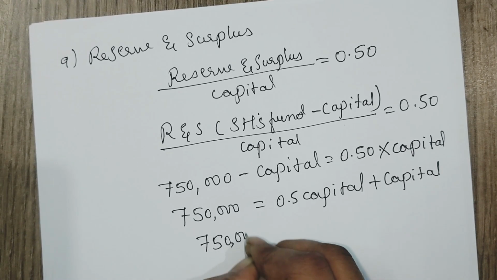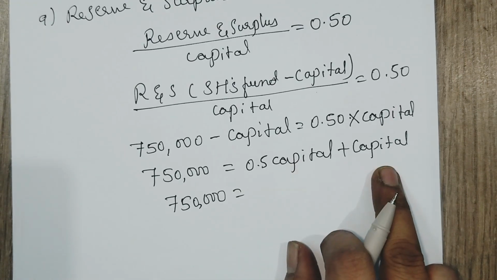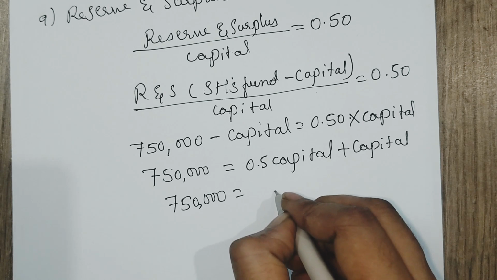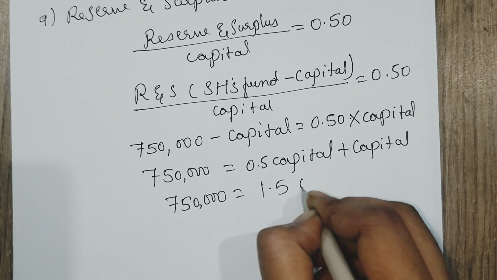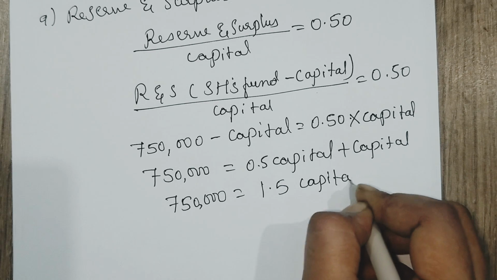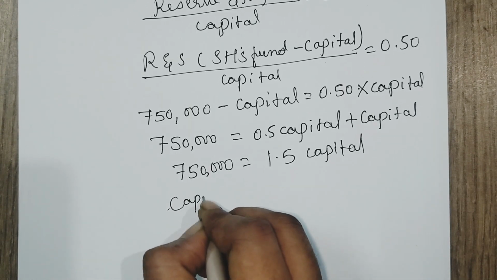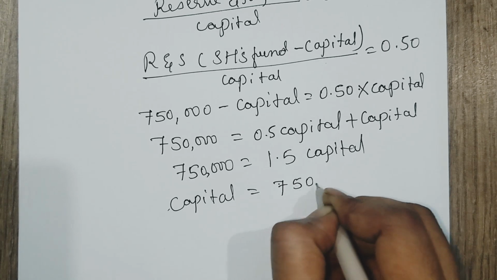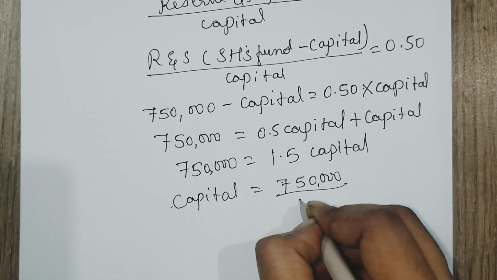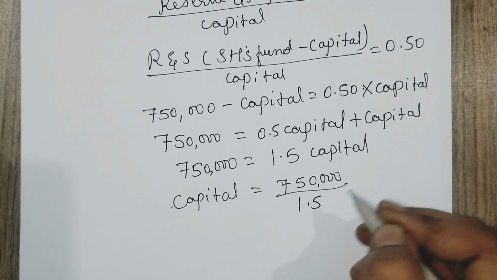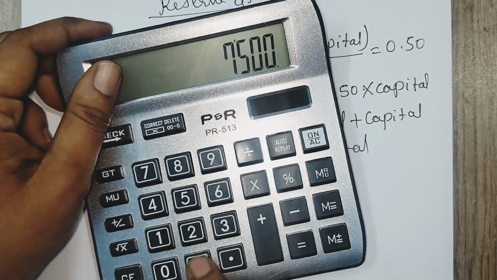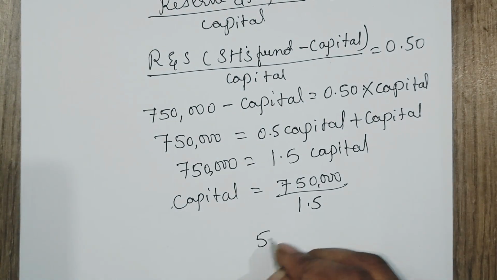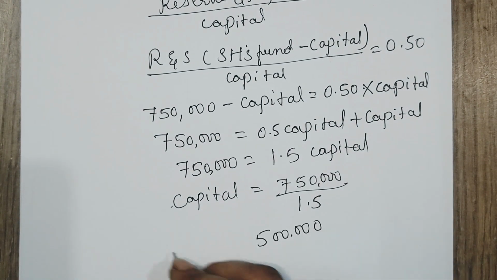7,50,000 is equal to 0.5 plus 1. In mathematics we'll consider this as a 1. So 1.5 capital. Capital is equal to 7,50,000 divided by 1.5, which is 5 lakh. 5 lakh is capital.